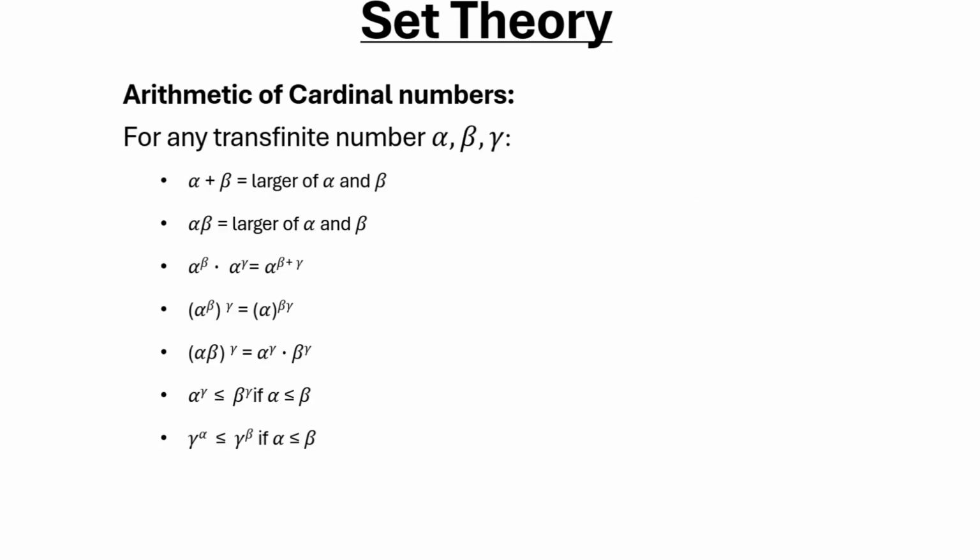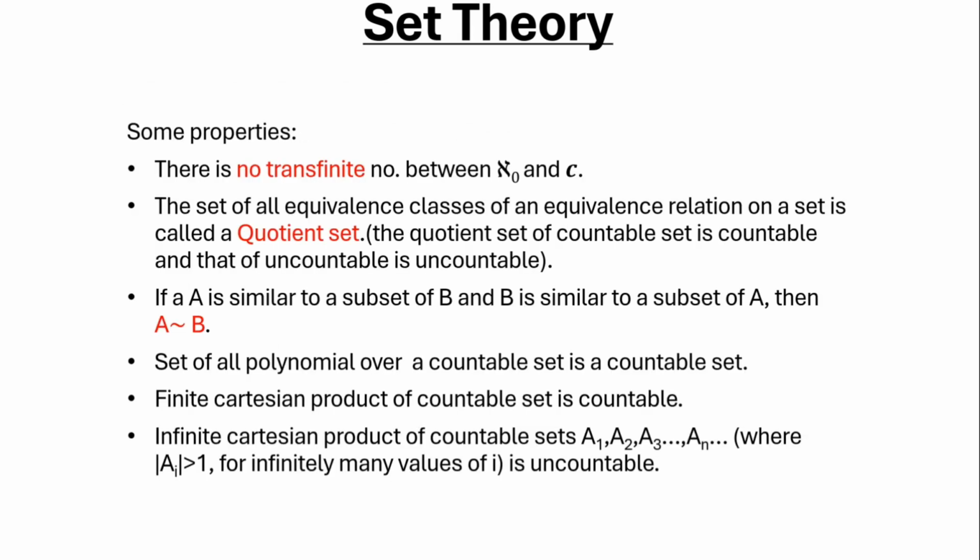Moving on into the arithmetic of cardinal numbers, but before that, let's define transfinite number. A number is said to be transfinite if it is larger than any finite number, but not necessarily absolutely infinite. Thus, for any transfinite numbers alpha, beta, and gamma, alpha plus beta equals the larger of alpha and beta. Alpha times beta equals the larger of alpha and beta. It's basically as if, since we can define a certain value for these transfinite numbers, we just tend to move towards the larger number. Some properties on cardinality of sets.